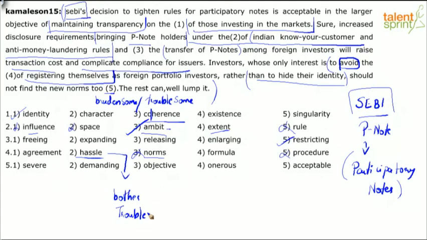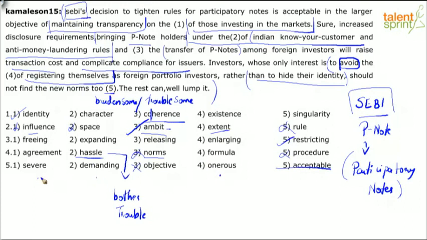Rather than to hide that, should not find the new norms to what? What is the word that has the same meaning as troublesome or burdensome? Severe, demanding, objective, onerous and acceptable. Obviously, it is not going to be acceptable because this is a positive word. I can safely eliminate option 5. Right? Objective is an unrelated word. It's neither here nor there. I will eliminate objective. So I need to choose between severe, demanding, and onerous.